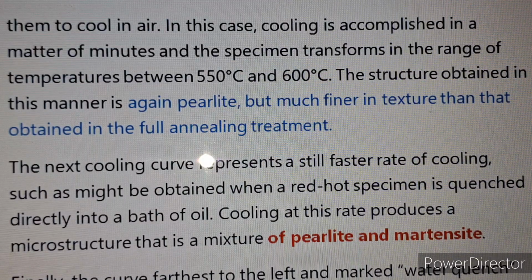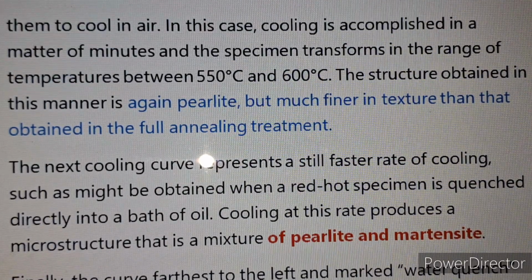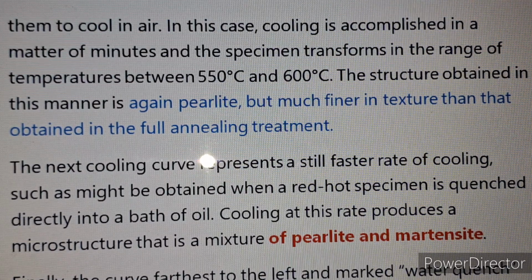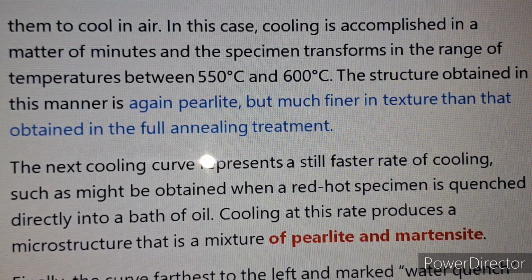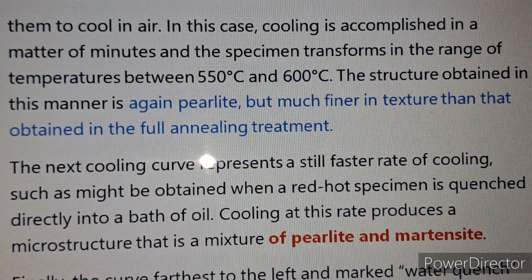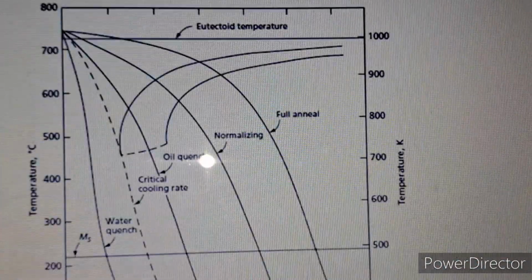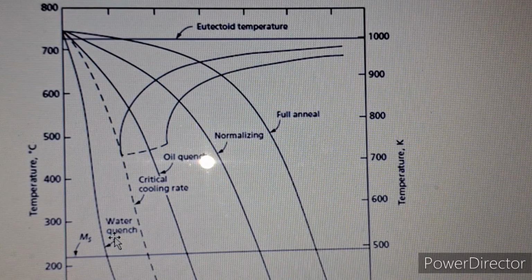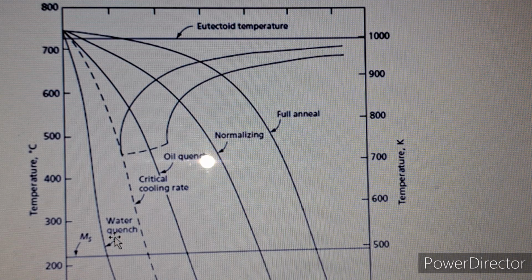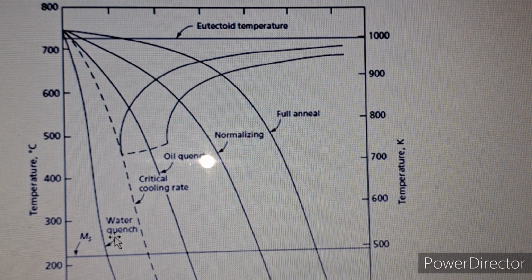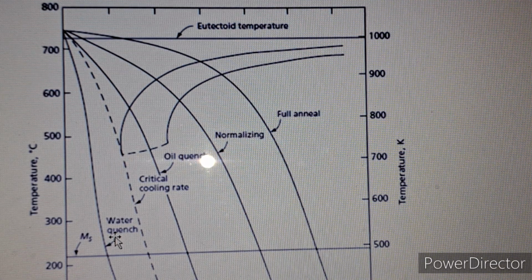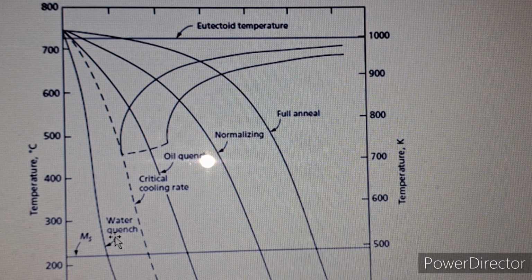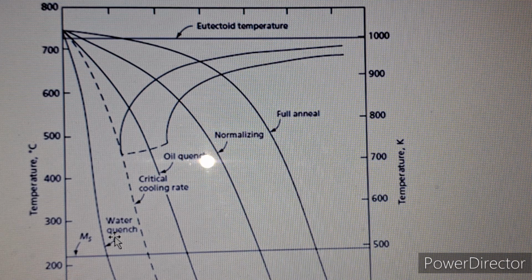Finally, the curve farthest to the left, marked water quench, represents a rate of cooling so rapid that no pearlite is able to form, and the whole structure is entirely martensite. This means when we cool by water quenching, the formation of pearlite is suppressed and we get total martensite.